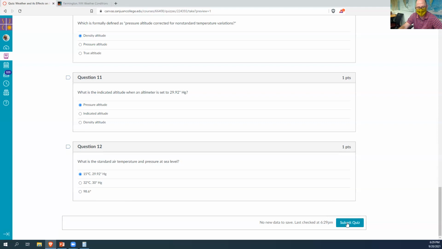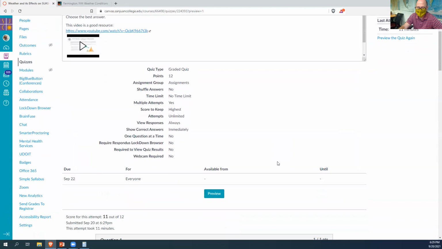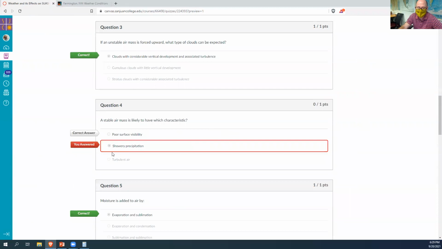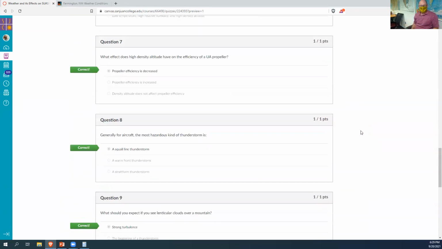All right, see if we missed any. I think there may be a couple there that we missed. 11 out of 12. So we did miss the showery precipitation. Poor surface visibility. It's steady rain, not showery rain. So maybe that's where we got a little confused with showery and rainy. Nice. Okay, good. Right on. Let's pause that.